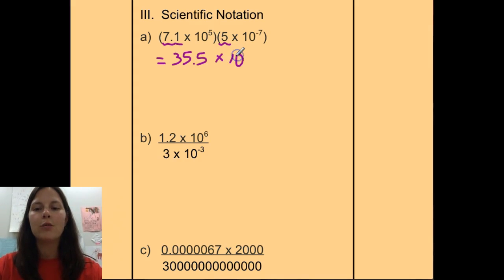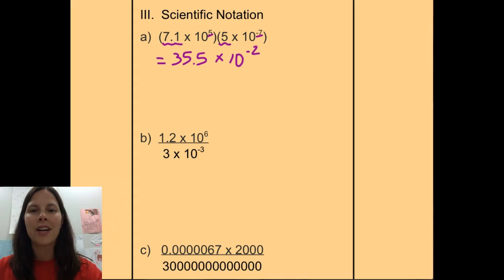times 10 to the, with exponents, when you multiply powers, you add the exponents. 5 plus -7 is -2. Typically, when we simplify exponents, we don't want a negative exponent anywhere. We simplify that out. But with scientific notation, negative exponents are acceptable. However, our answer is not in scientific notation because 35 is bigger than 10.